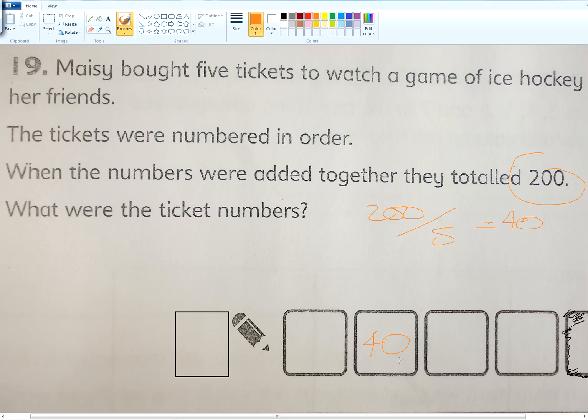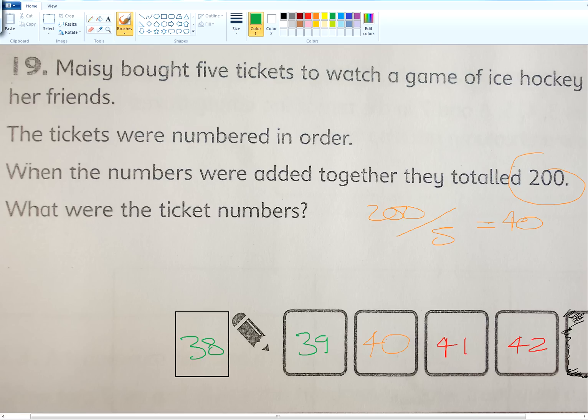Now, if you got 40 there, what other number could we try from 40? 41. Where should we put 41? The fourth box. There you go. 41. And what should we put in the next one? 42. 42, 43. Now, what should you put in the one before it then? 39. Why do you put 39 here? Because the one that's missing from here is over here. And the one before that is going to be 38. Why? Because you've got 2 missing from here and 2 extra on there, so it balances out. All of those numbers will work. So you've got 38, 39, 40, 41, 42. That will give us a total of 200. Sorry folks. Right, next question.